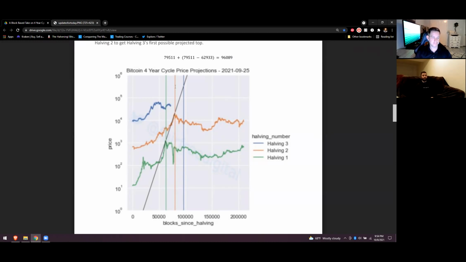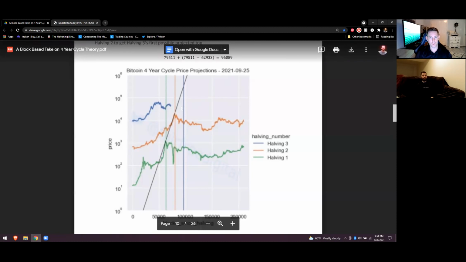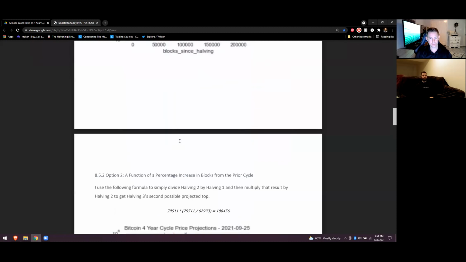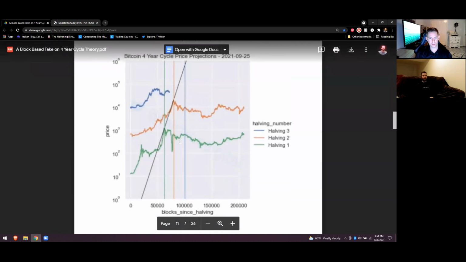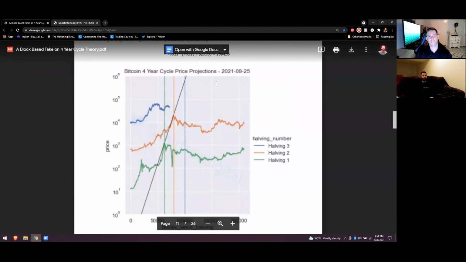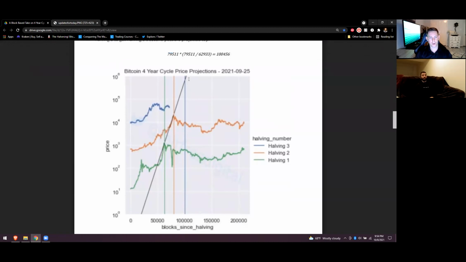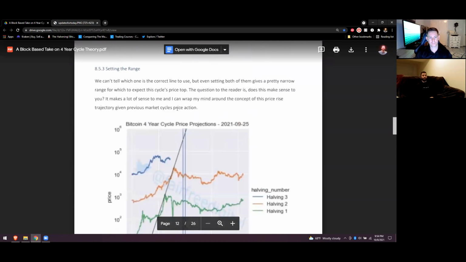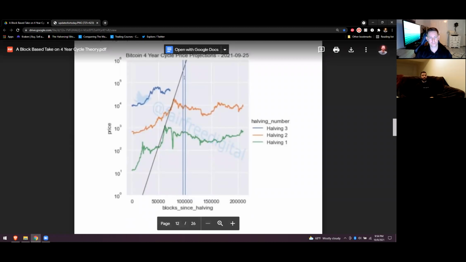Okay. So this is just statically printing out how much further this cycle would be if it was this cycle minus this cycle added to this cycle. Yep. So that comes in right at block 96,000-ish. And this is if it's by percentage, so this cycle divided by this cycle times this cycle. That comes out to block 104,000, which sets your range here, and that range is straddling block 100,000.